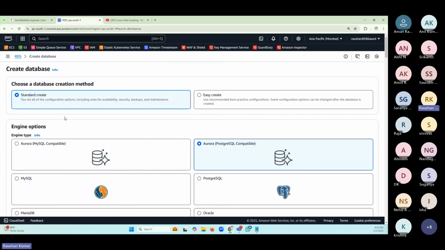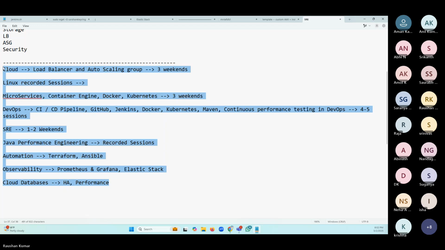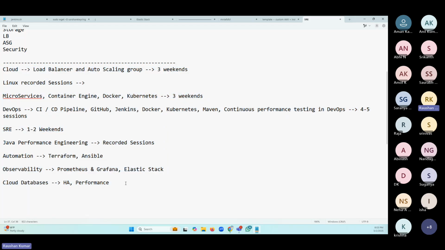So on the databases, friends, that's what we cover in this course, and that's the flow we maintain. Any questions? It usually takes, friends, 2.5 months to 3 months in total.